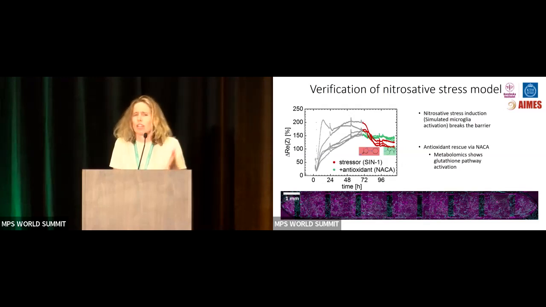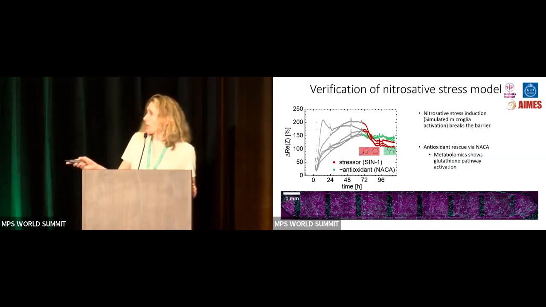And we went about to study this model because we know one caveat with that endothelial protocol is that it doesn't actually support inflammatory processes very strongly. So we looked at how much it supported stress processes, and this is specifically nitrosative stress, where you mimic microglia activation through a compound called SIN-1 that degrades to peroxynitrite.